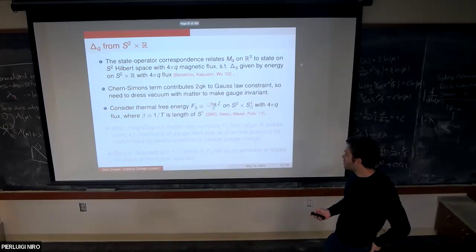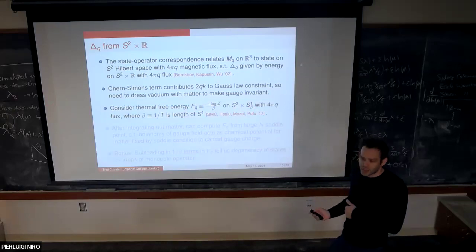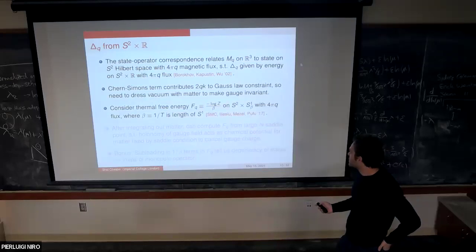So in practice, what we're going to do is compute the thermal free energy defined on S2 cross S1 with radius inverse temperature with 4 pi q flux, and then we're going to take a small temperature expansion. The reason why we go to finite temperature is because this is actually necessary in some cases to regularize various divergences, but also it will teach us about entropy and other interesting things. And so this was first done in this paper, I guess, some years ago with Silviu and various other authors.